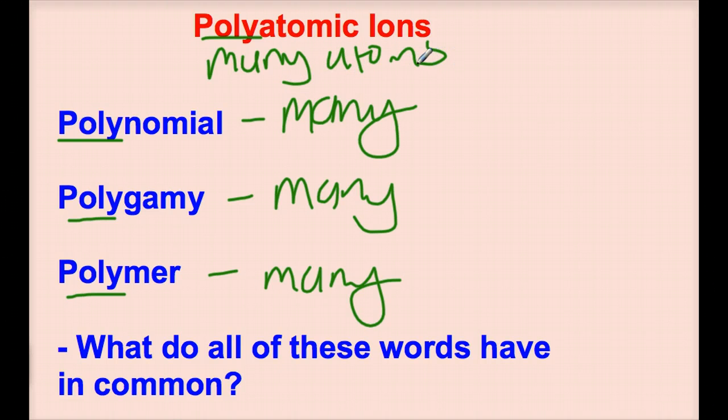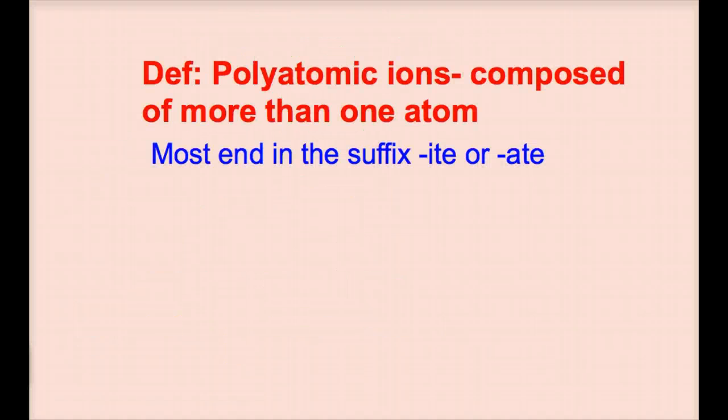So now we're going to use the different ions on your ion sheet that I told you not to look at. But now we are going to look at them. So a polyatomic ion is composed of more than one atom. Most end with the suffix ite or ate.